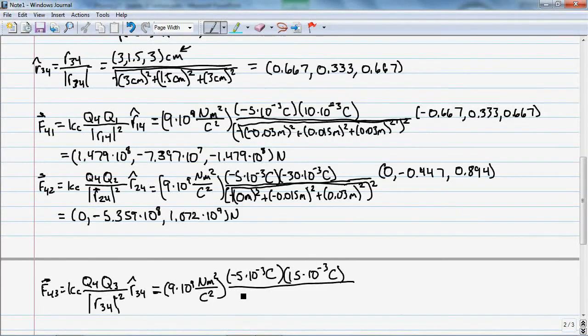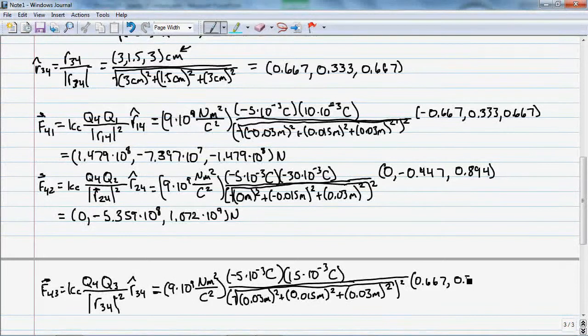So I can get the distance. 0.03 meters squared plus, actually, I need to change that, I want to put it in meters, 0.015 meters squared, plus 0.03 meters squared, with a square root, squared. All right, and our unit vector, 0.667, 0.333, and 0.667.